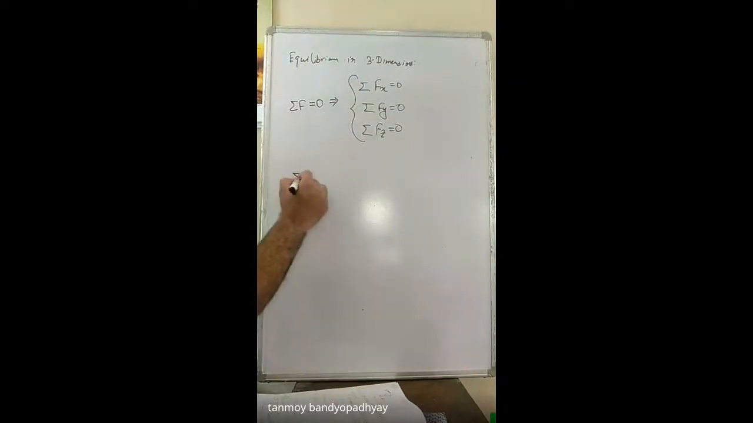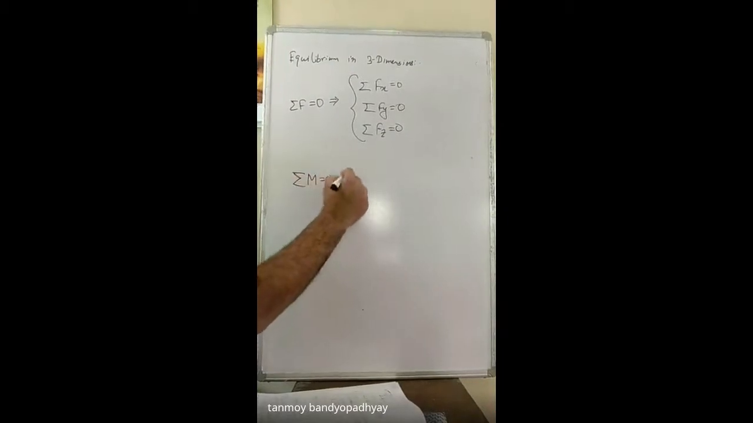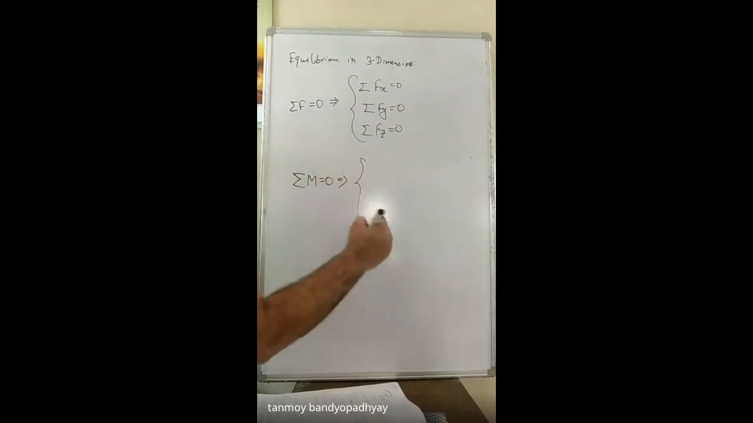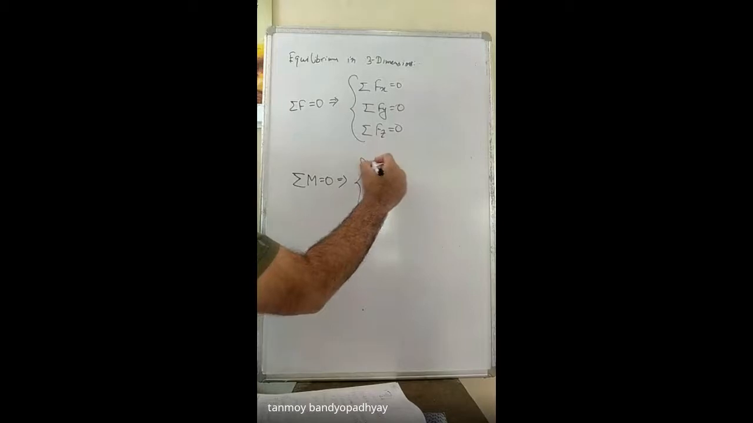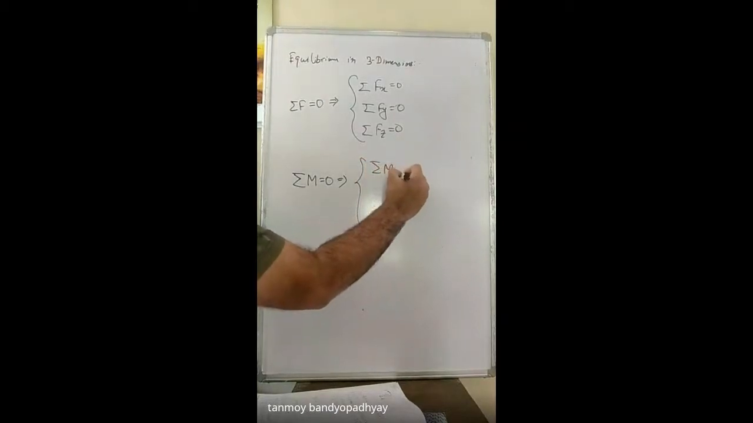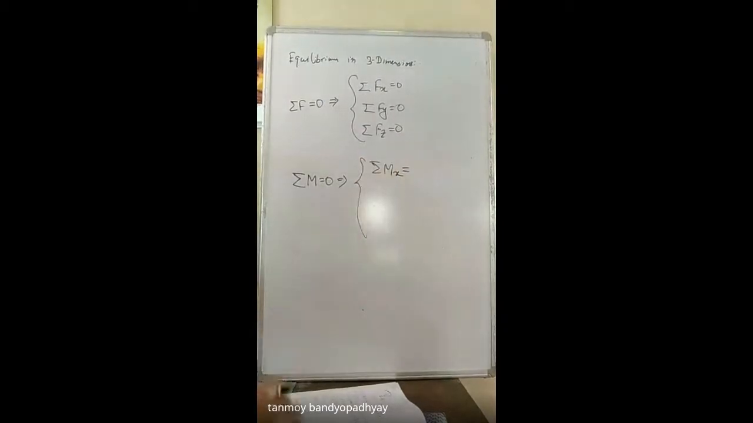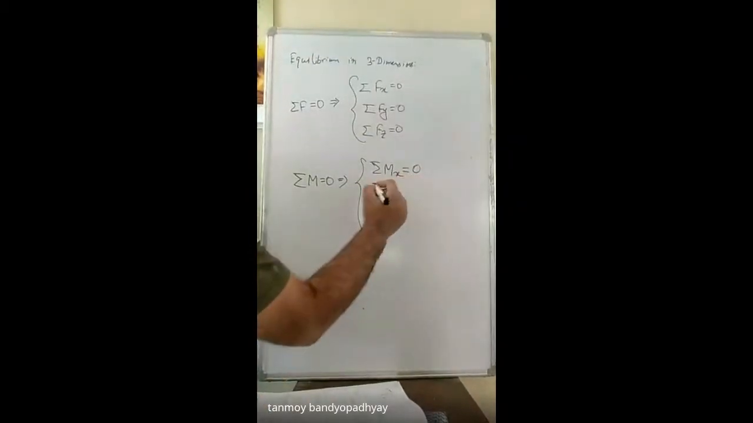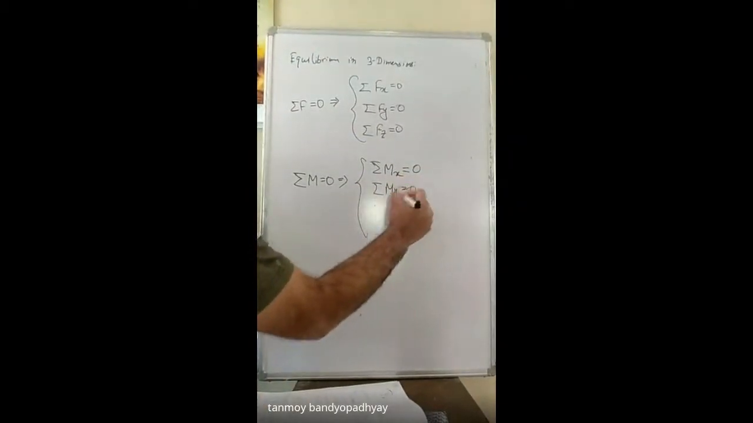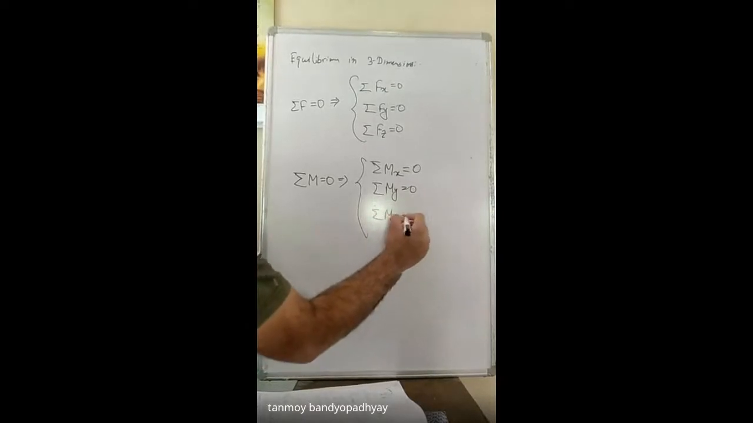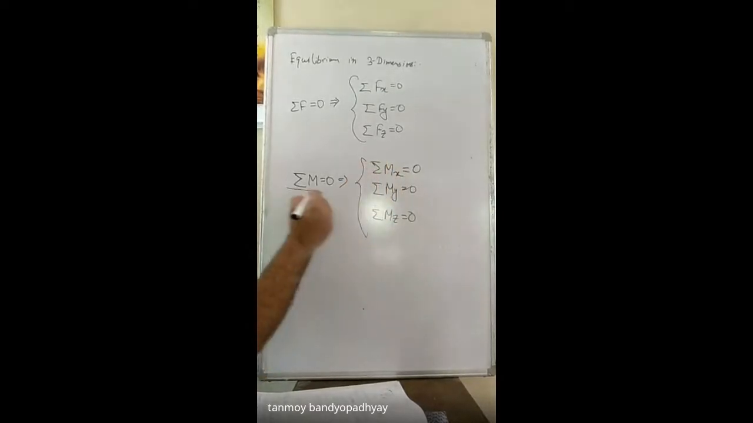And similarly, if we do moment equilibrium, we will have sigma Mx, I'm calling it x, it can be a plane also, Mxy also. So sigma Mx is equal to 0, sigma My is equal to 0, and sigma Mz is equal to 0.